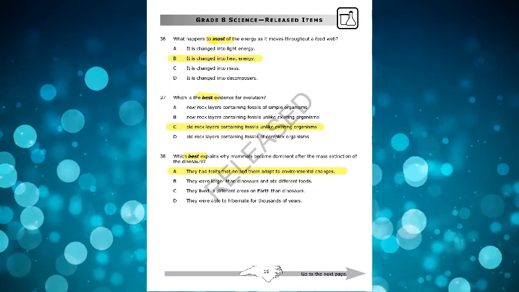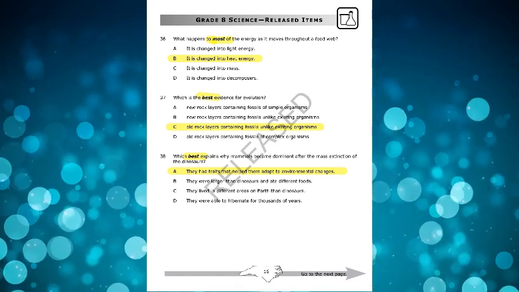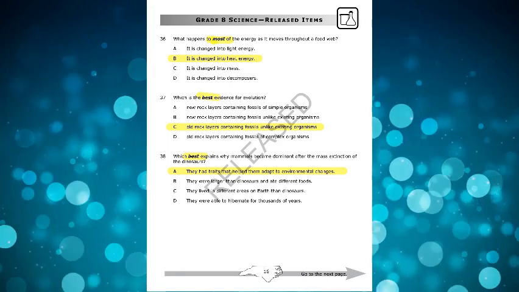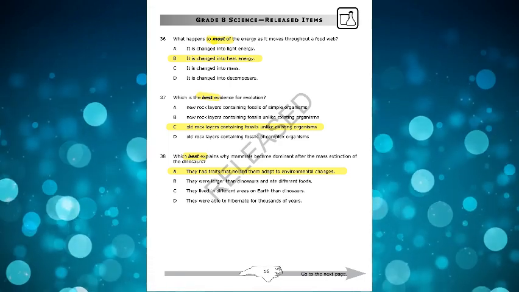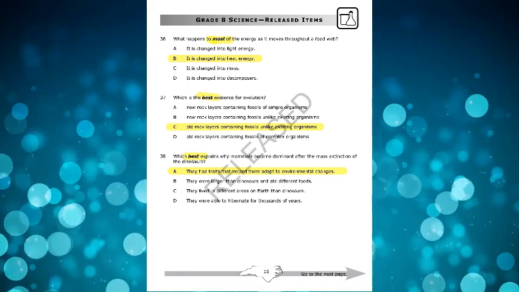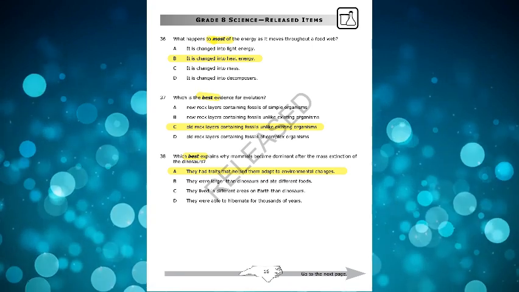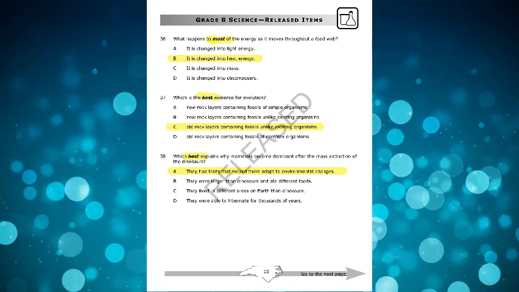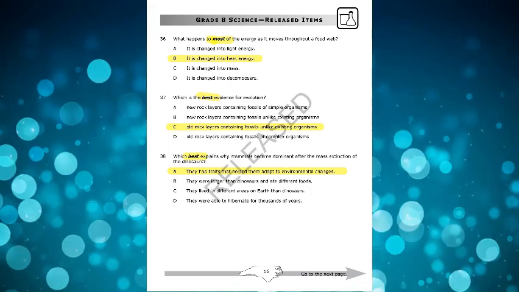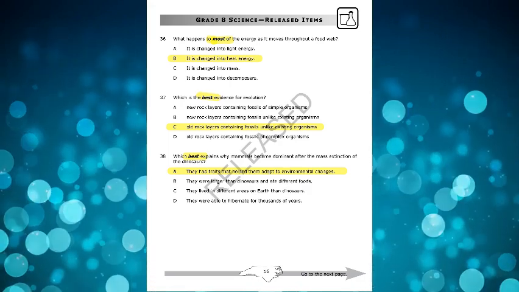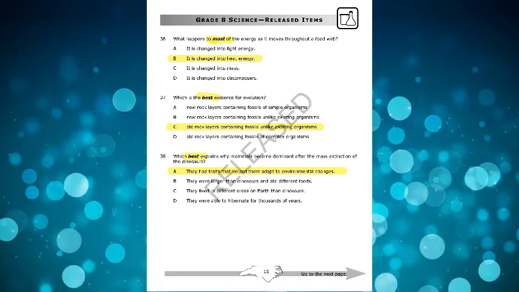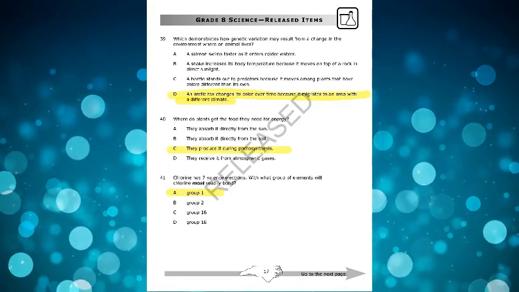And 38, which best explains why mammals became dominant after the mass extinction of the dinosaurs? They had traits that helped them adapt to environmental changes, is definitely an answer. Now, the other ones: they lived longer than dinosaurs and ate different foods. No. They lived in different areas on Earth than dinosaurs. No. They were able to hibernate for thousands of years. Definitely not. So, definitely that first answer there.